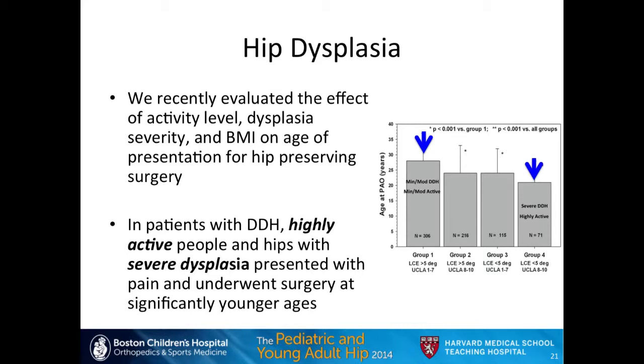Those you see here in the middle, I've highlighted these mild, moderate dysplasia and minimal, moderate activity folks from the severe dysplasia folks and the highly active folks here, because it's the most obvious difference. But I think it also bears mentioning that if you have one or the other of these, you're either severely dysplastic or you were highly active, you still had an effect. So both of those, what you glean from that is that both of those things are independent predictors of presenting earlier with pain. And incidentally, we also asked them how long they've been having pain.